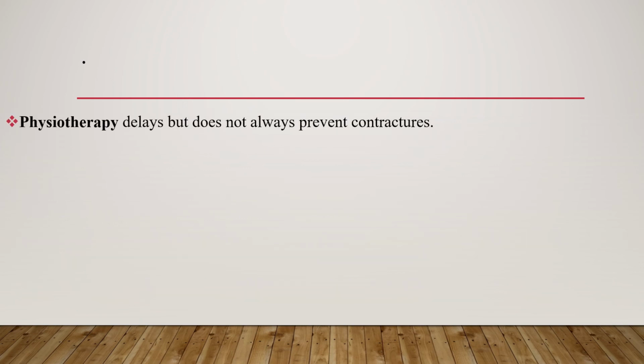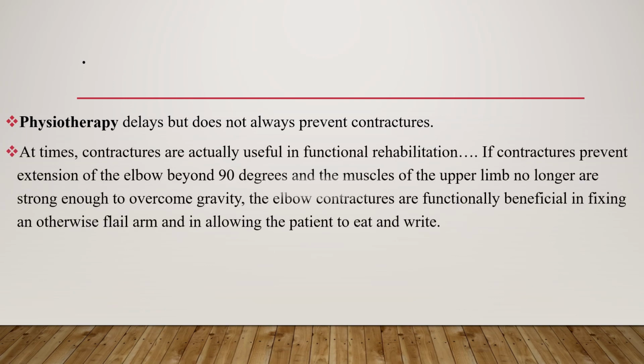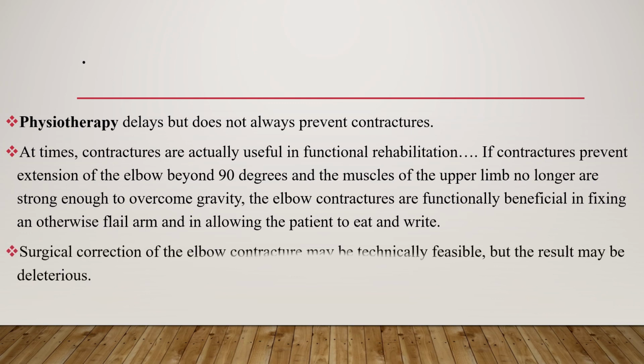Regarding physiotherapy, it delays but does not always prevent contracture. At times, contractures are actually useful in functional rehabilitation. If contracture prevents extension of the elbow beyond 90 degrees and the muscles of the upper limb are no longer strong enough to overcome gravity, the elbow contractures are functionally beneficial in fixing an otherwise flail arm and in allowing the patient to eat and write. Surgical correction of elbow contracture might be technically feasible, but the result might be deleterious.